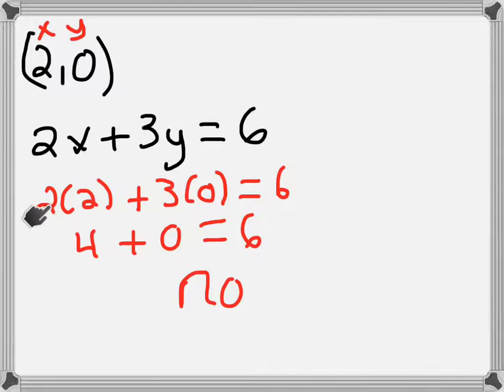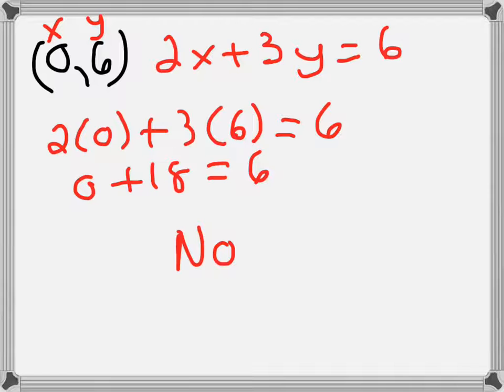When I do that, this means 2 times 2, and putting a 0 in the y spot means 3 times 0. Well, 2 times 2 is 4, and 3 times 0 is 0. And I've got to see if that's equal to 6, if that's a true statement or not. 4 plus 0 is not equal to 6. Therefore, this does not lie on the graph, and it's not a solution to the equation. Okay, next. 0, 6. The 0 has to go in the x spot, and the 6 has to go in the y spot. And I have to see if it's a true statement.